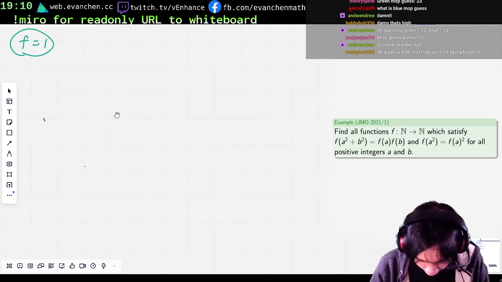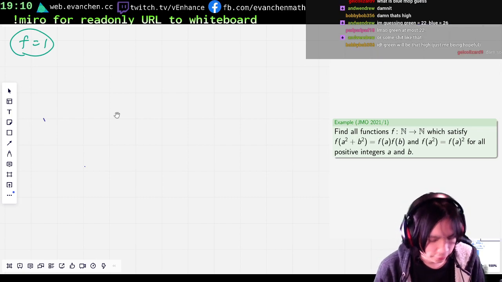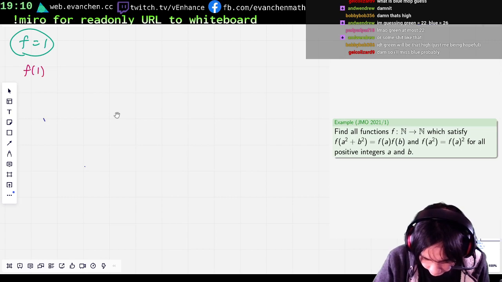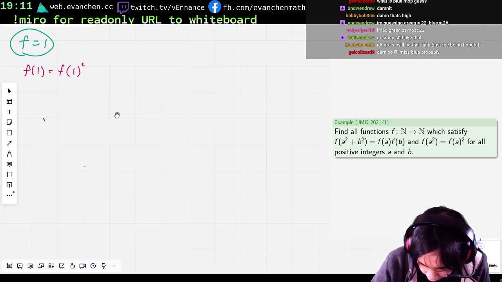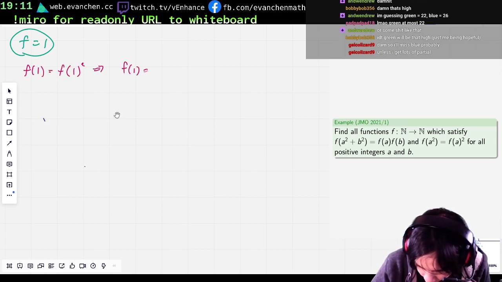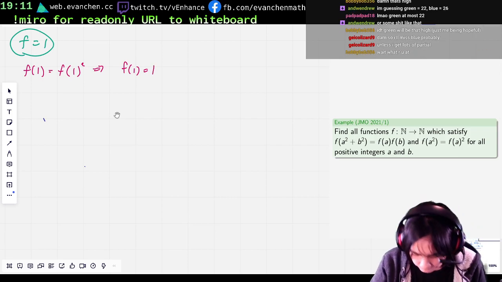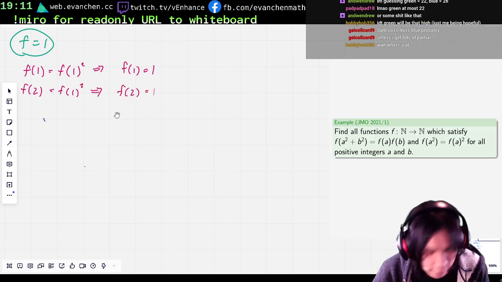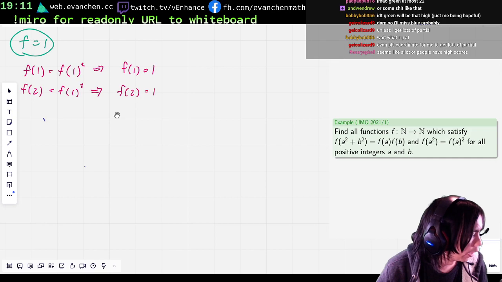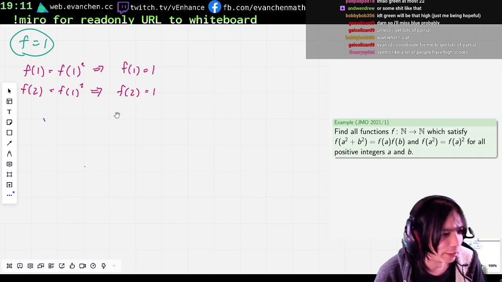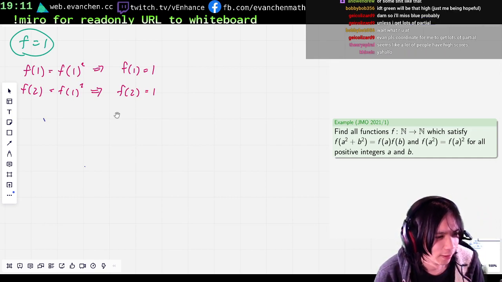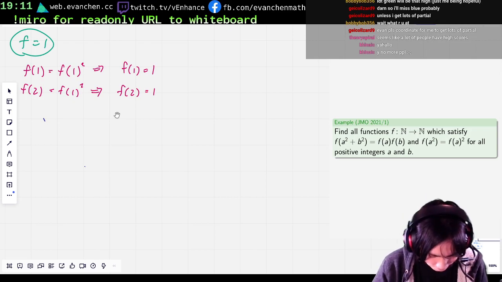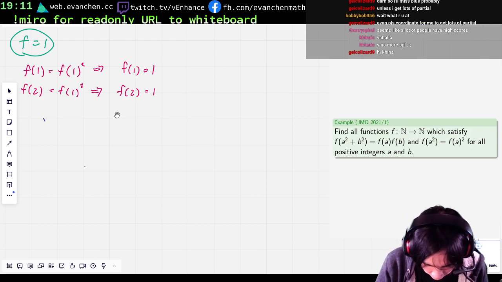So let me tell you the way the proof goes. We're going to first say f of 1 is f of 1 squared. That's clear. So you get f of 1 equals 1 pretty easily. Now if you plug in a equals b equals 1, you get f of 2 is f of 1 squared. So f of 2 is just equal to 1. But f of 3 is the first time where you can't just straight plug something in. So let me tell you how you get f of 3. And once I tell you this, you'll see the way they go from here.